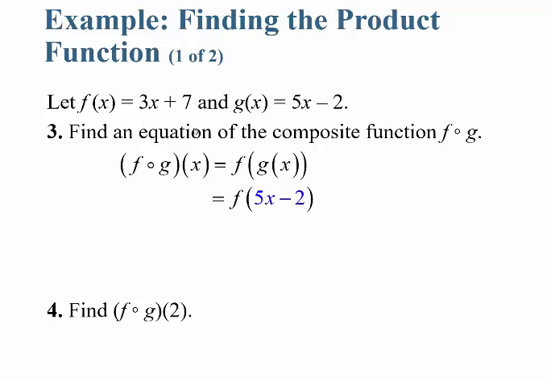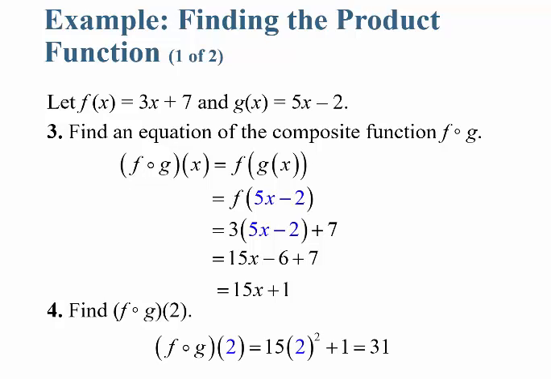5x minus 2. So now in the f function, wherever you see the input x, you're going to plug in 5x minus 2. So it's 3 times the input. Well, the input is 5x minus 2 plus 7. So I'm going to distribute the 3, and it will end up simplifying just to 15x plus 1. So next, if I want to find the f composition of g of 2, well, I'm literally just going to plug 2 into that function I just found, and you get 2 squared is 4.